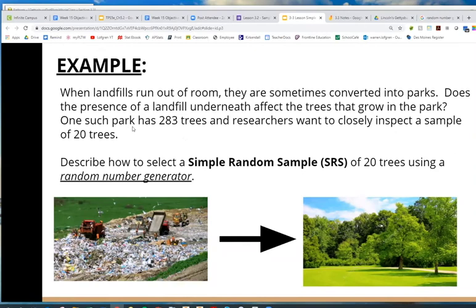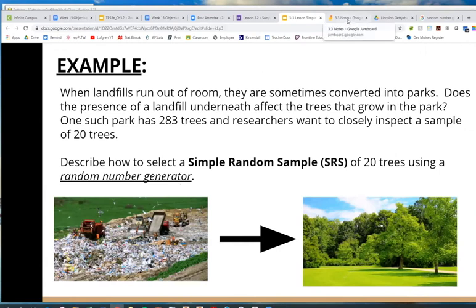So imagine this, we have a park that is built on top of a landfill. There are 283 trees in the park, and researchers want to closely inspect a sample of 20 trees. They don't want to look at all 283. So the question is asking us, how could we get a simple random sample of 20 trees using a random number generator? So notice it's not saying do it with a hat. It's saying do it with the random number generator.